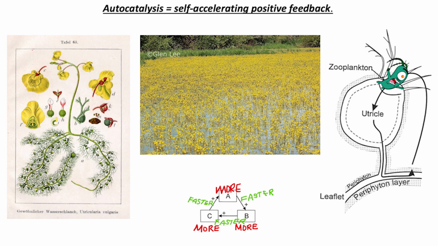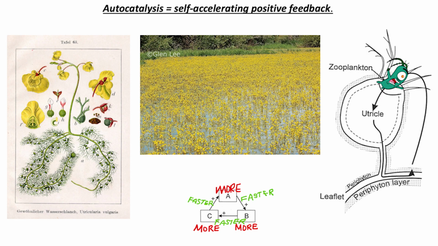If you go over to the right, the way this works is, as the plant grows, it increases surface area for a periphyton layer, which includes bacteria and other things. The periphyton layer is eaten by the zooplankton, and as the zooplankton cruises along the plant, eating the periphyton layer, it occasionally bumps into one of these hair-like structures that sucks the hapless zooplankton into that utricle, that bladder-like structure, where it is digested, and then those nutrients lead to more growth of the plant.